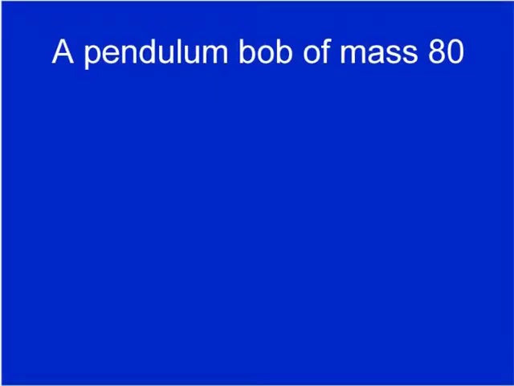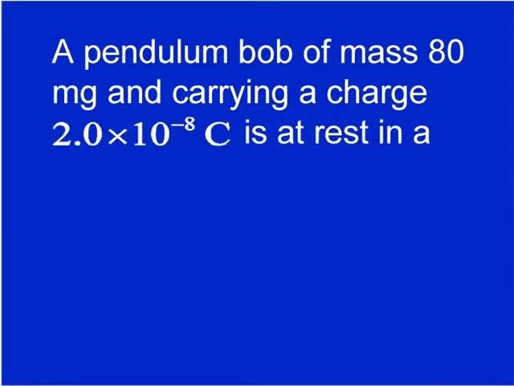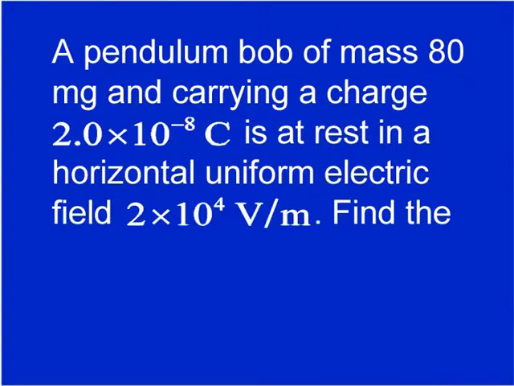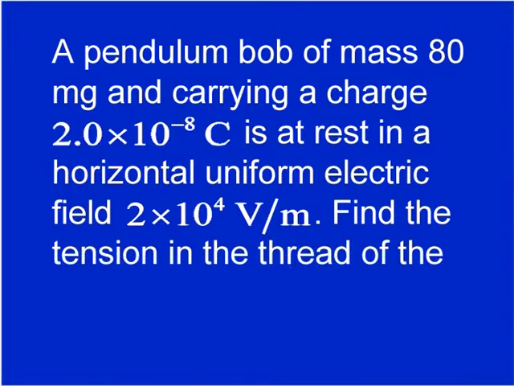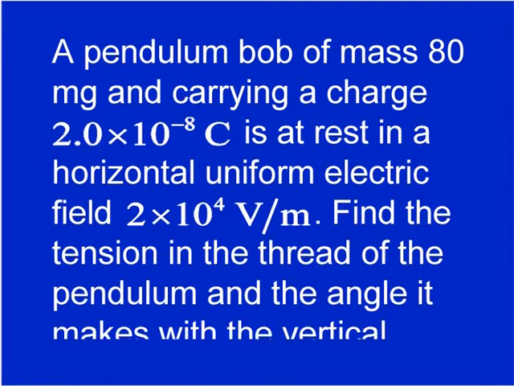A pendulum bob of mass 80 milligram carrying a charge 2.0 into 10 raised to the power minus 8 coulomb is at rest in a horizontal uniform electric field 2 into 10 raised to the power 4 volt per meter. Here you have to find the tension in the thread of the pendulum and the angle it makes with the vertical.